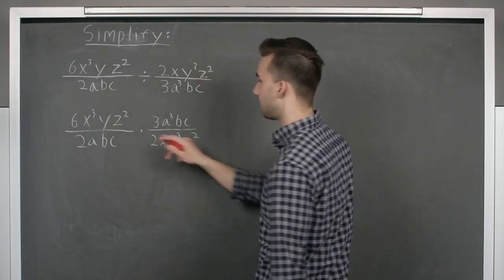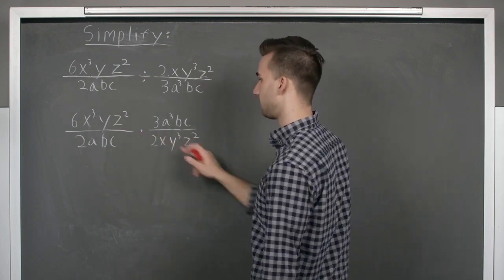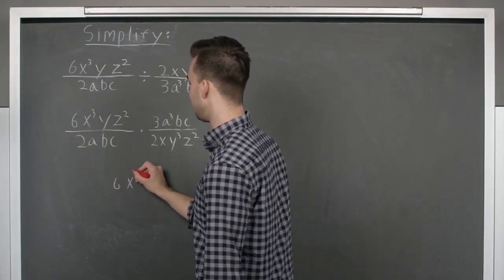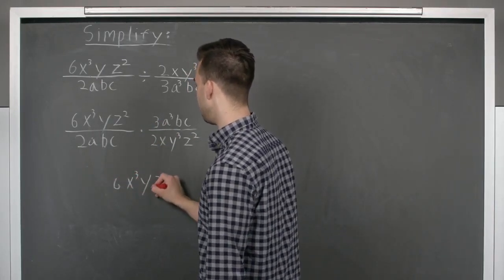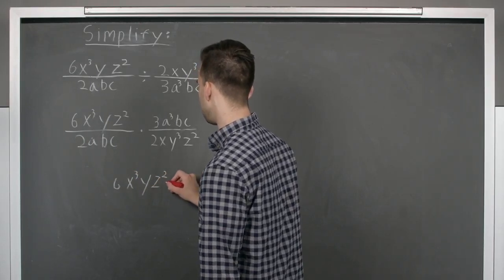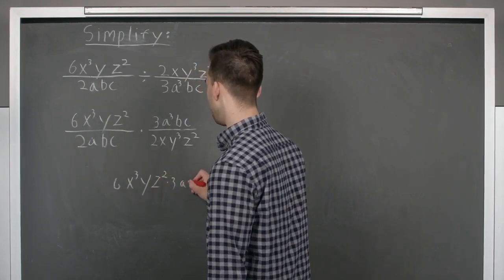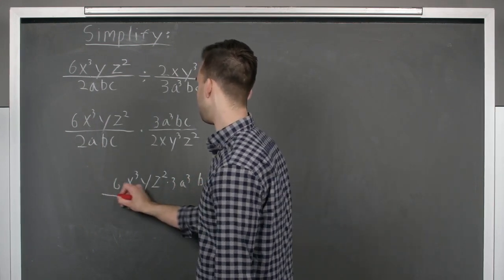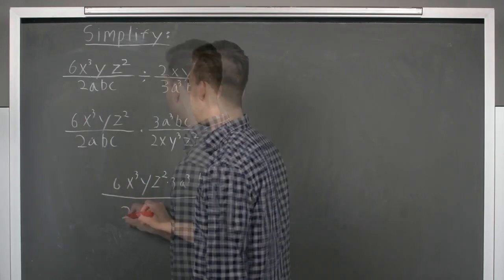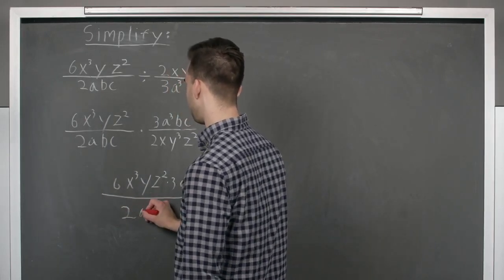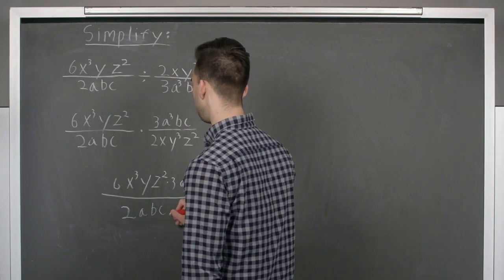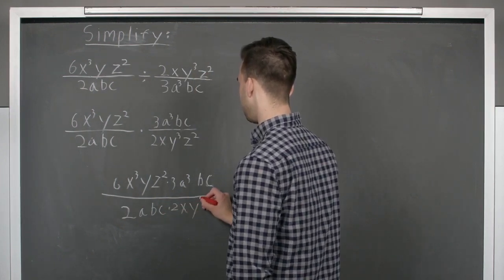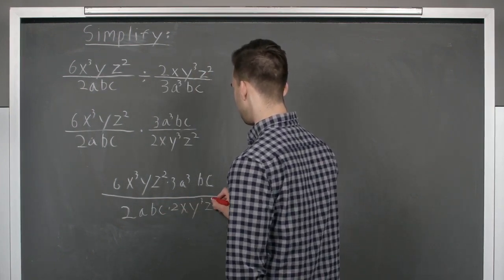Now, since this is a multiplication, we can just multiply the top and multiply the bottom. Let's write it as 6x cubed y z squared times 3a cubed b times c. And then our bottom will be 2 times a b c times 2 x y cubed z squared.